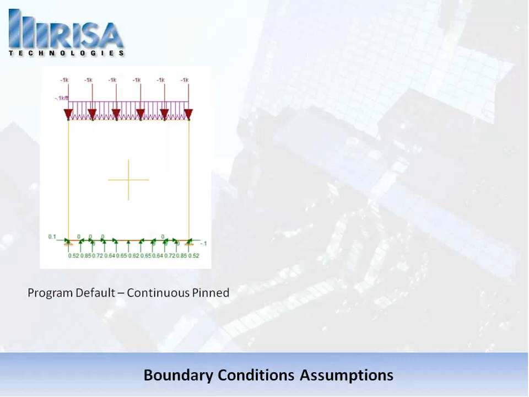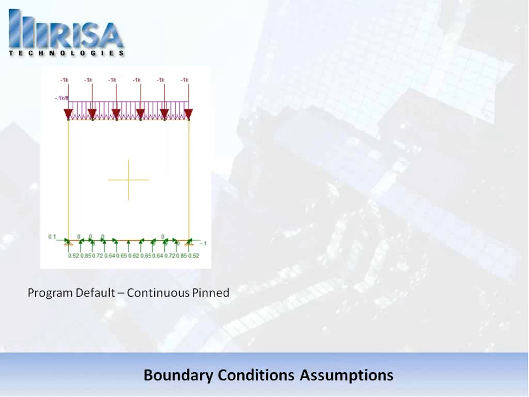Okay, so the next thing let's talk about is boundary conditions. We've kind of laid out what the wall itself is going to be like with its design properties. We've talked about its geometry. And now let's talk about what happens with the boundary condition assumptions. By default, I'm looking at a wall here on the left side. By default, we assume it's continuously pinned.